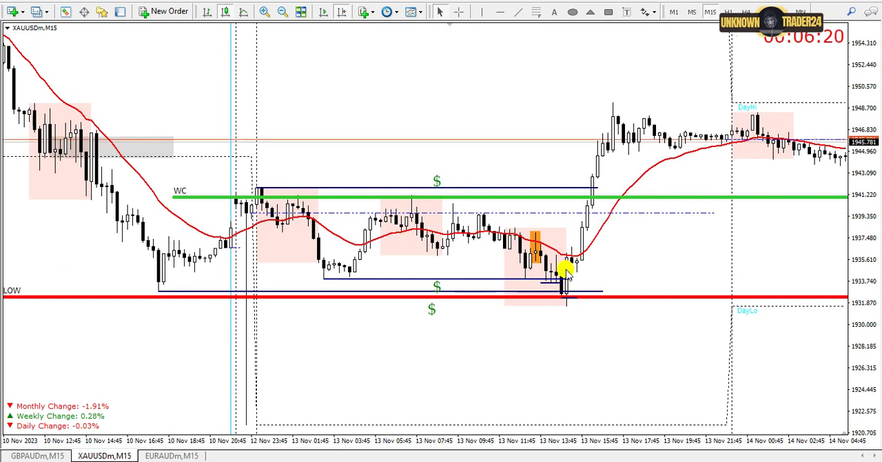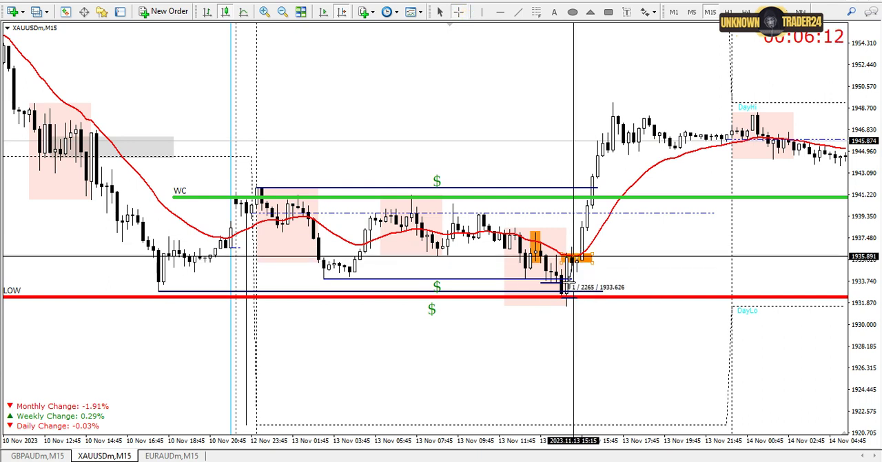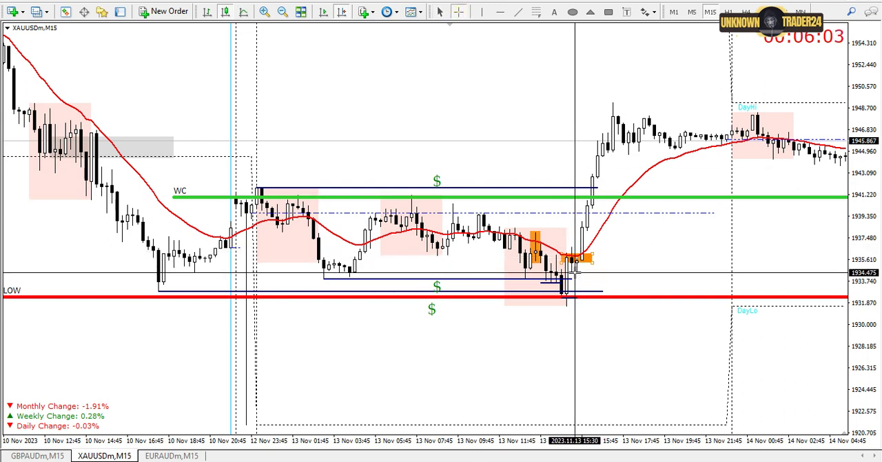Yes, it gave the best entry. Even for those who waited for this and entered here, they calculated maybe 25 pips down. They could have still kept their stops at 25 pips and they would have got roughly 100 and something pips.